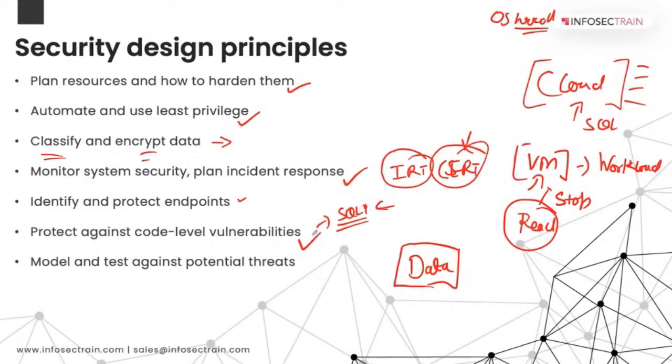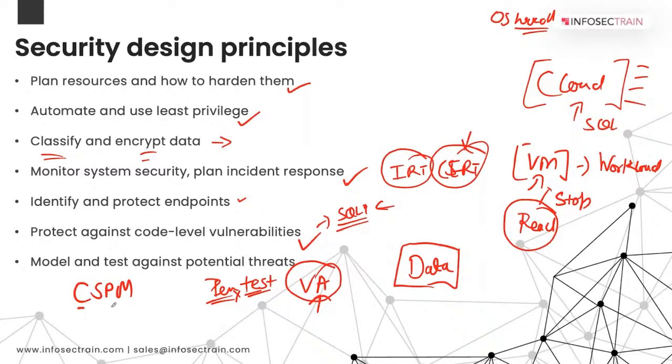And the last thing is to model and test against potential threats. This is something that we keep doing. In simple terms, it is what we keep doing in on-premise pen testing. You can establish a procedure for how you are going to identify a threat using vulnerability analysis, right? And usually we have tools like the Cloud Security Posture Management tool, CSPM, which lets you know where you are lacking and how you can improve things.